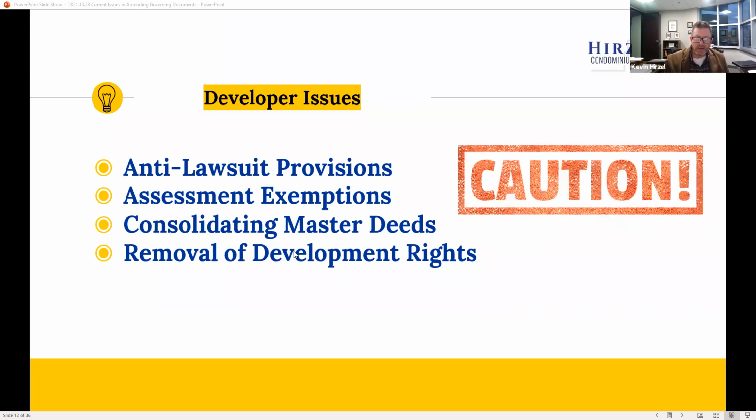And I have on here consolidating master deeds, largely because this is an obligation that developers have that they almost never do. The concept is that once the project is completed, they're supposed to record a consolidating master deed that reflects the community as it was built. And if that has not been done, then you may want to investigate recording a master deed in order to reflect the community as it was actually built.